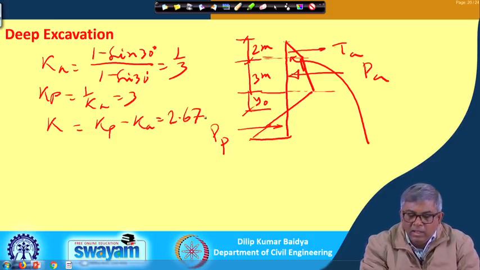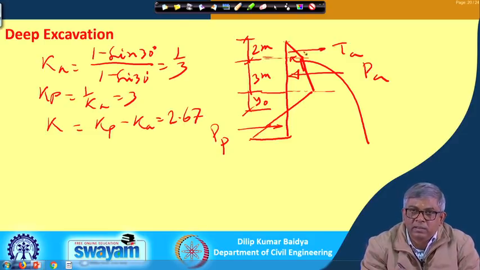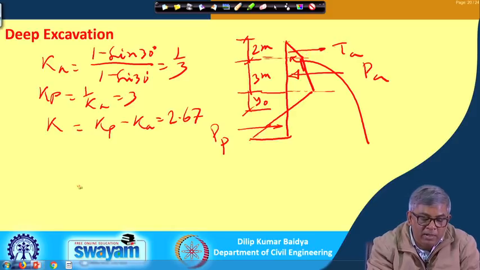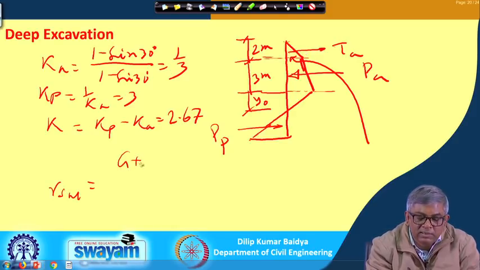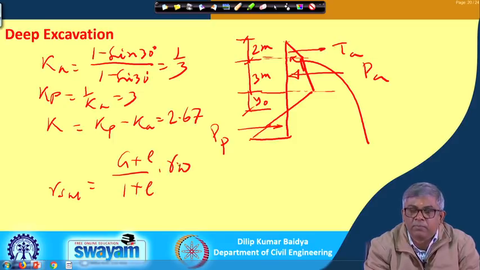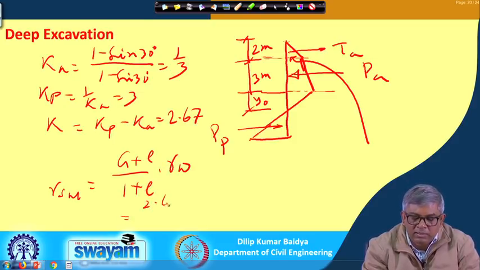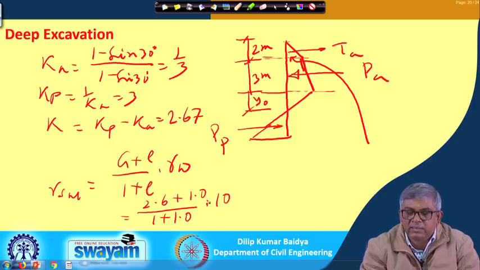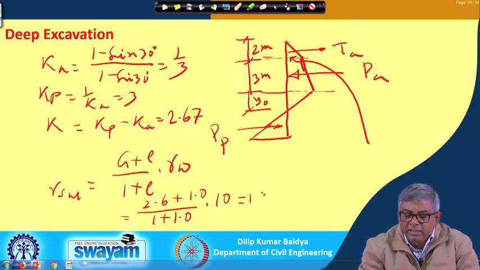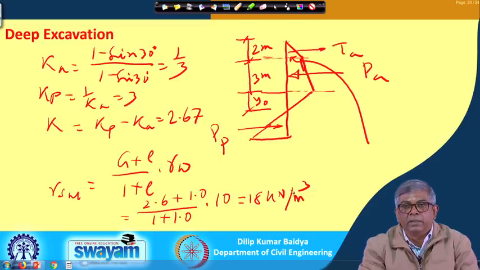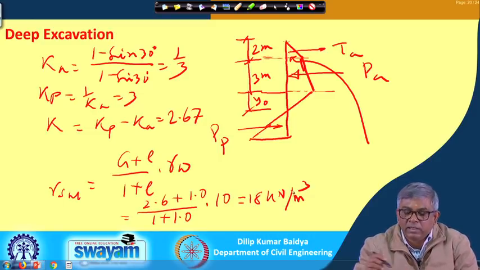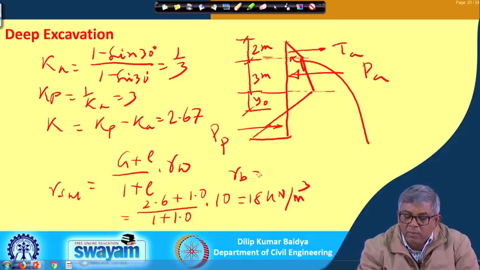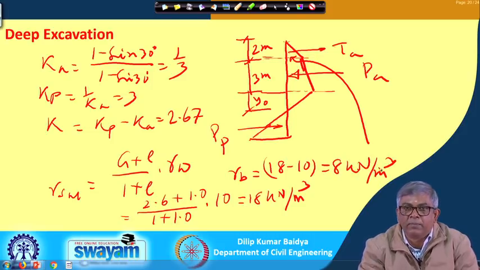Okay. These are the things that will come, and you can see that gamma is not given; instead, G and void ratio are given. So, gamma saturated will be equal to G plus E by 1 plus E multiplied by gamma W. If I put all the values, that is 2.6 plus 1 divided by 1 plus 1 and multiplied by gamma W, suppose I take 10, then this will come actually 18 kilonewton per meter cube. So, gamma saturated is coming 18 kilonewton per meter cube. So, gamma submerged, gamma B, will be 18 minus again 10 if I take. So, it will come 8 kilonewton per meter cube, gamma B will come 8.